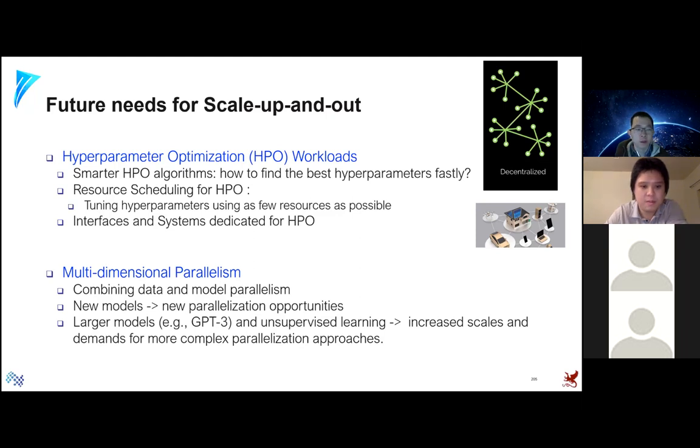And finally, with new breakthroughs on building larger models like GPT-3 and new techniques such as unsupervised learning techniques that are able to learn from unlabeled data, we observe the strong need to combine all sorts of parallelization techniques to achieve multidimensional parallelism and to meet the increasing demands on further scaling out the size of data and model.